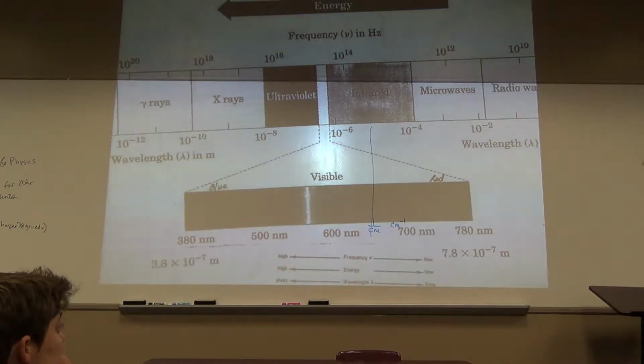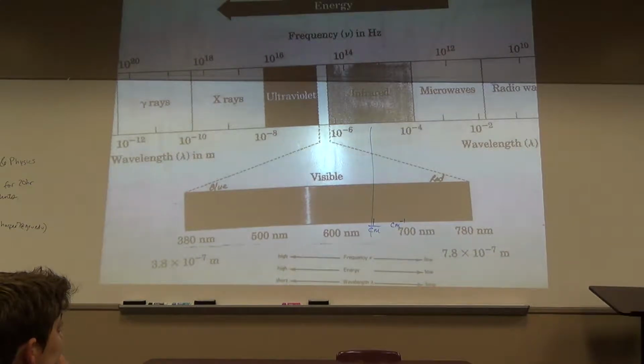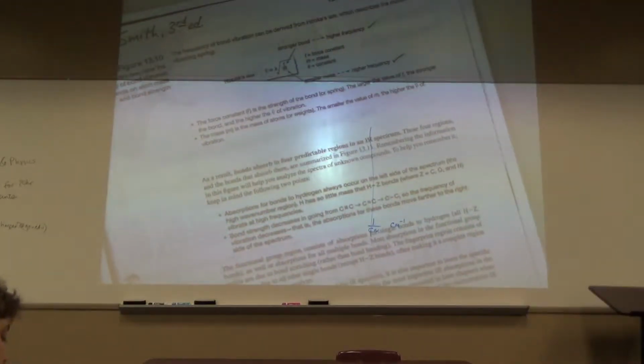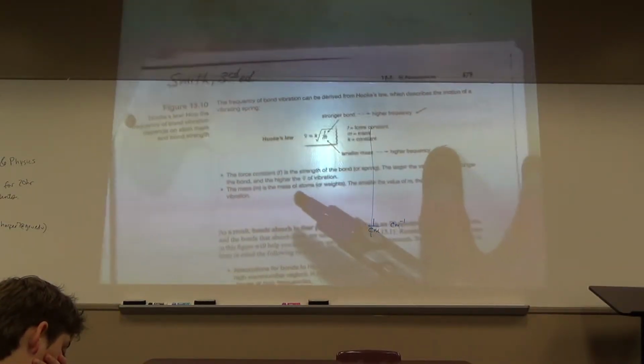Radio waves are as big as football fields, big waves. Down here we have gamma rays. Very, very high frequency. And that's a short wavelength. Okay, so what's going on when the molecule absorbs infrared light?